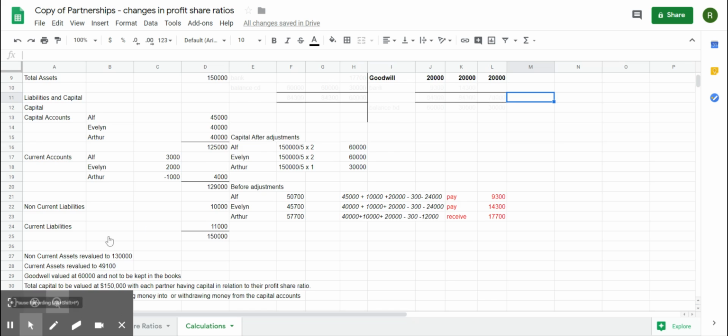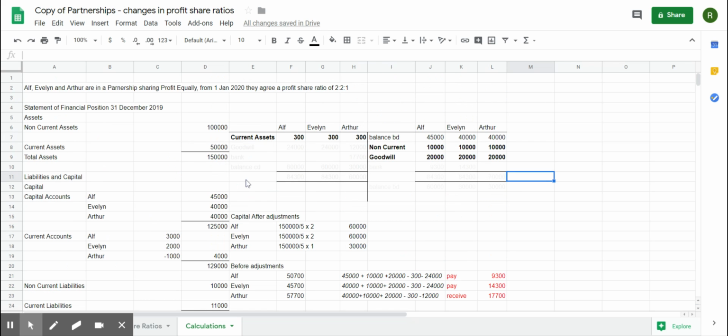And then the final thing we need to do is take that goodwill out because they're not going to keep the goodwill in the books. So this time we need to do 60,000 divided by 5, which comes to 12,000. 12,000 is one share, and therefore 2 shares for Alf and Evelyn is going to be twice that, or 24,000. So we need to put a debit entry in for 24,000 in Alf, 24,000 in Evelyn, and 12,000 in Arthur's account. And the corresponding credit entry will be to make sure that the goodwill account balances off.